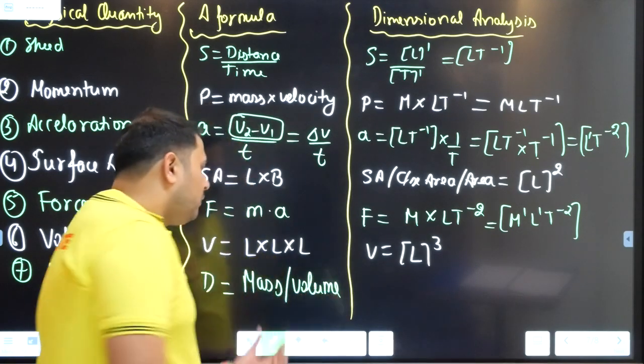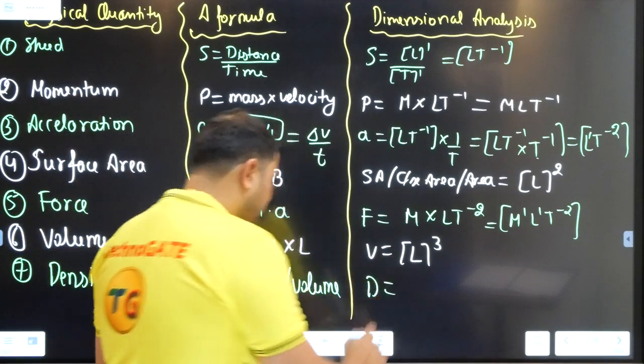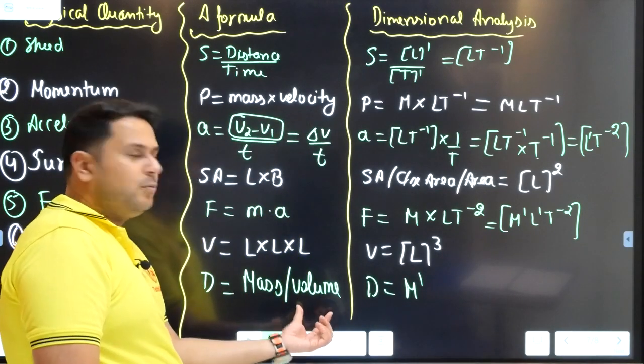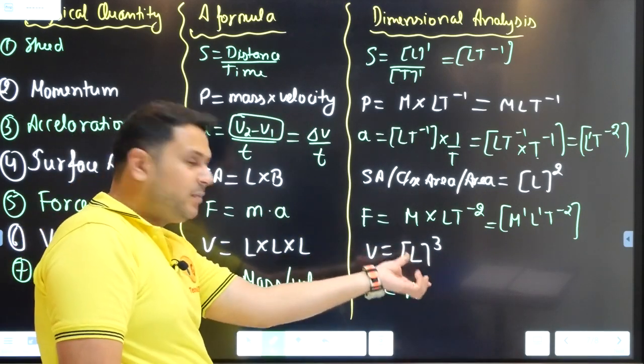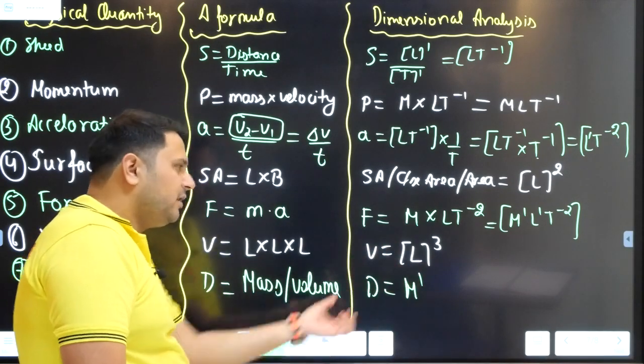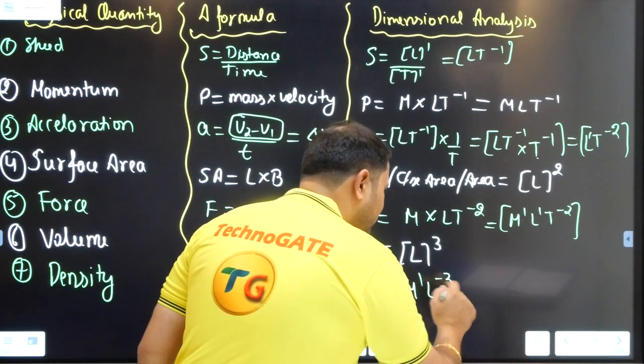Now you know what is the dimension of mass. So for mass I will be writing M1. What is the dimension of volume? L cube, but this L cube is now in the denominator, so it will become L minus 3.